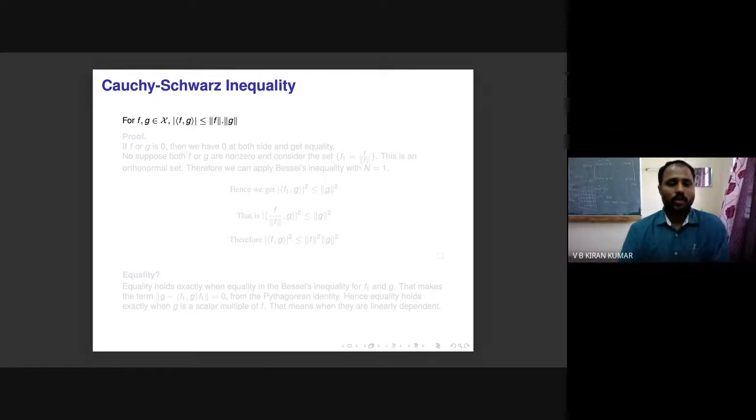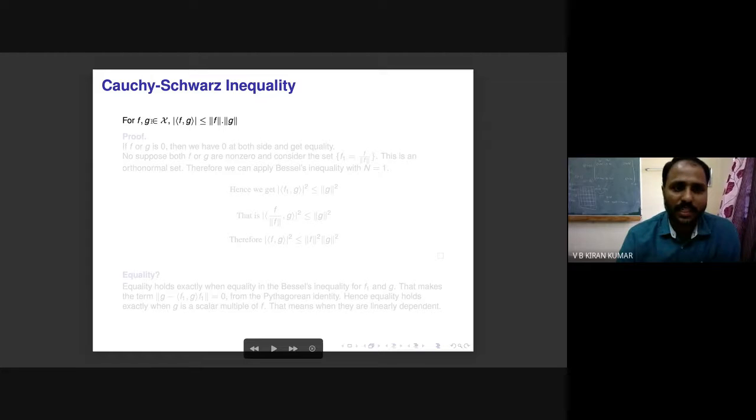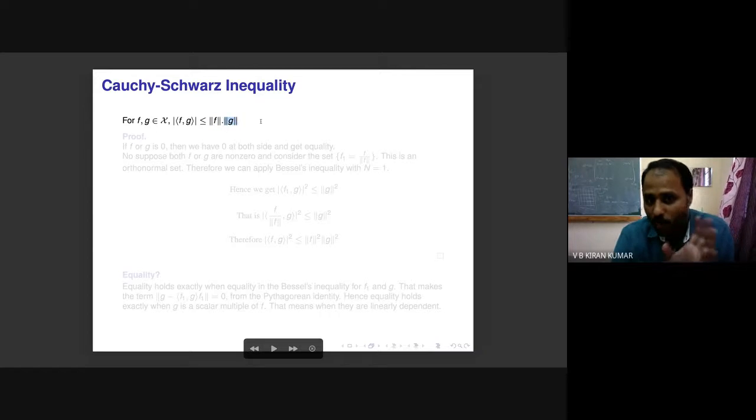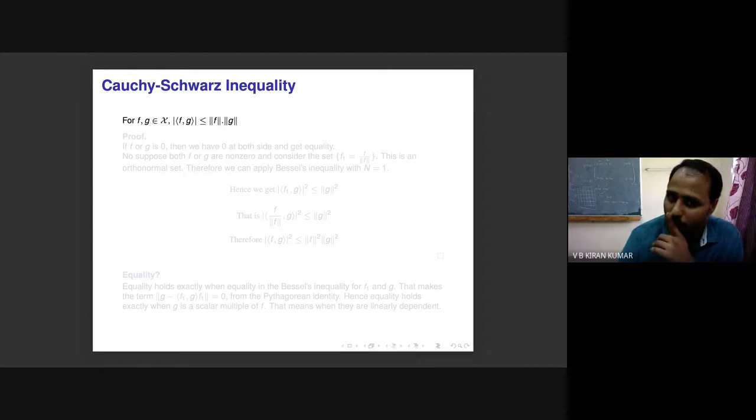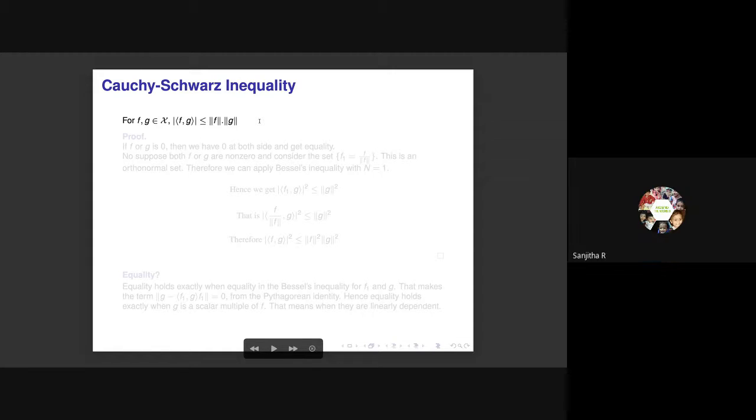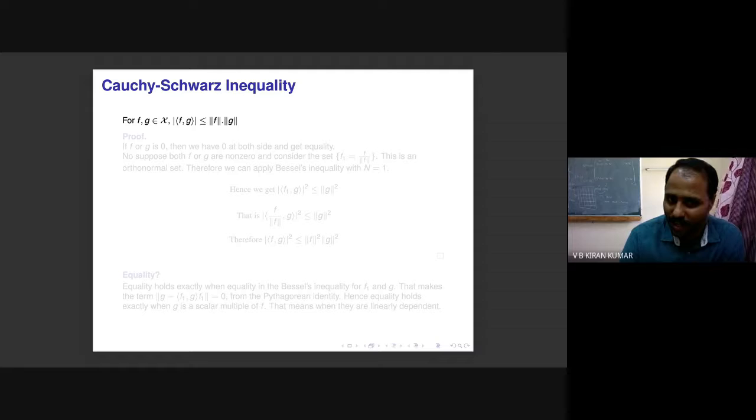Okay. So you start from two vectors in the inner product space, f and g, and look at the absolute value of the inner product fg. That will be less than or equal to norm f into norm g. Remember, even though I call it norm f and norm g, it is only notation. I did not prove that it's a norm. Is that clear to all of you? For the time being, I just use it as a notation only.